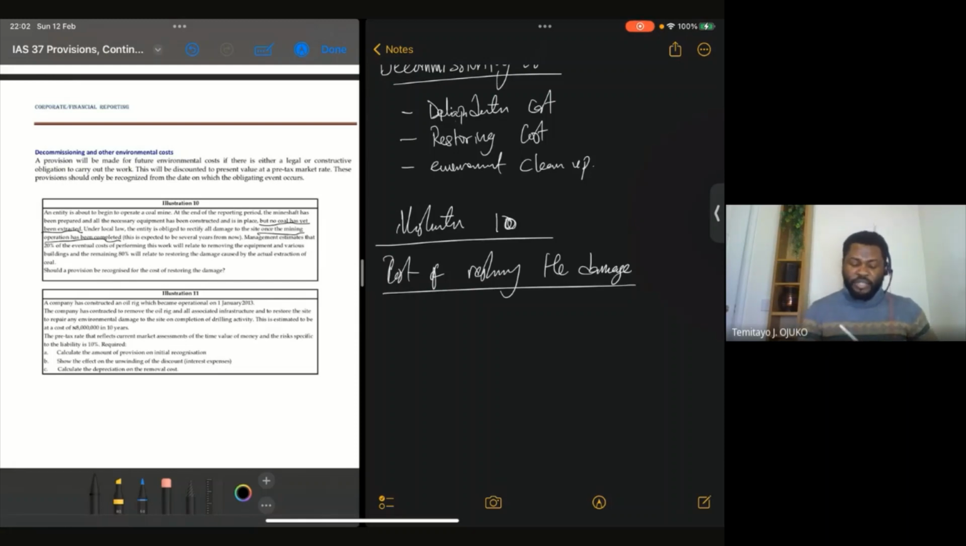They said, should a provision be recognized for the cost of restoring the damage? Now, I'll go back to under the local law, the entity is obliged to rectify the damage on the site once the mining operation has been conducted. Management estimate that 20% of the eventual cost of performing the work relate to removing the equipment of various buildings, and the remaining 80% will relate to restoring the damage.